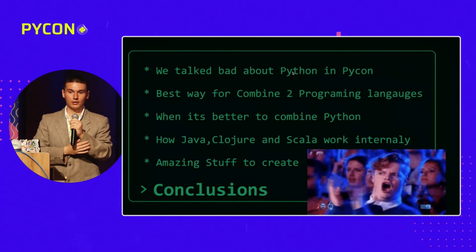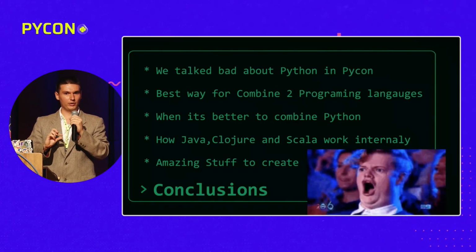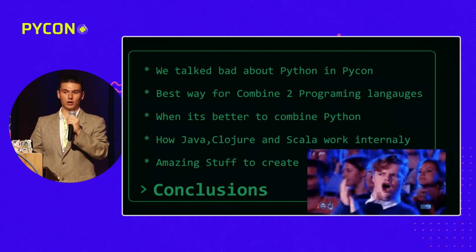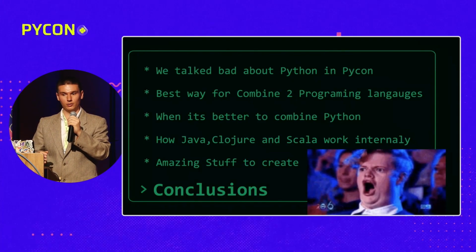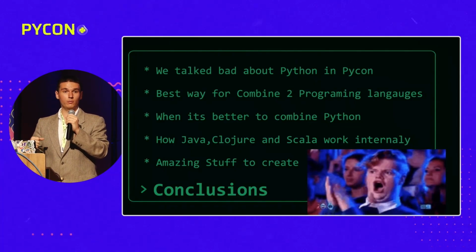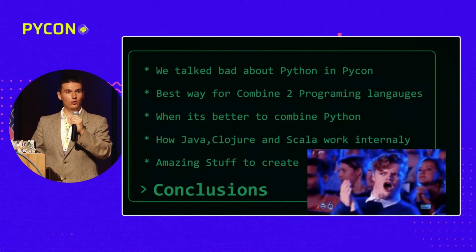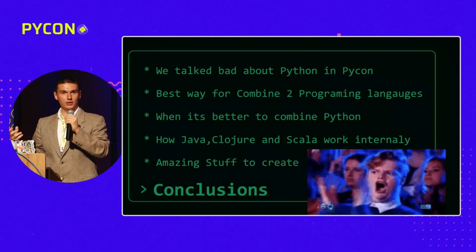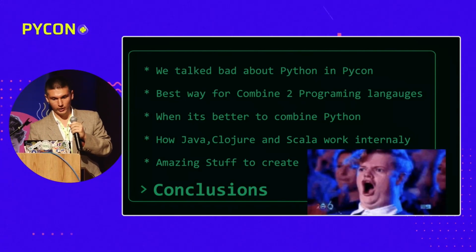So I ended the talk, I'm near the end. I was a little bit faster because we lost a little bit of time at the start, and we talked badly about Python and its bad performance, which was a little bit hilarious. We covered the best way to combine two programming languages, when it's better to combine with Python and when not, and how Java, Clojure, and other programming languages on the Java virtual machine work, and we do amazing stuff to create.